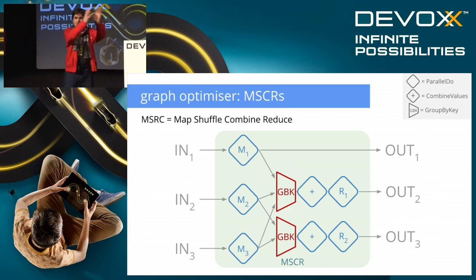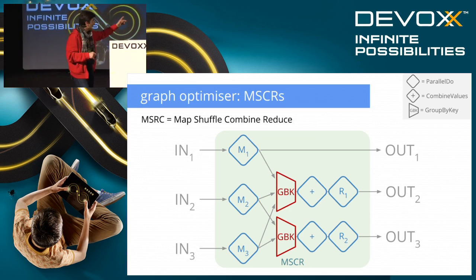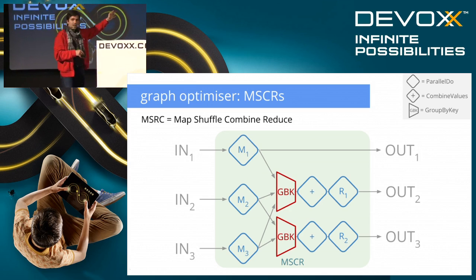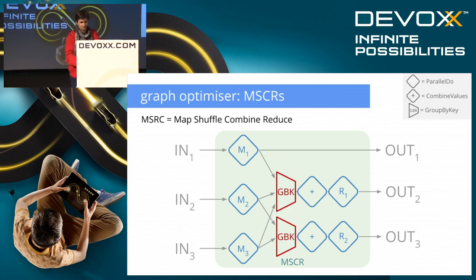Same thing. You can ship this to your shufflers. That's fine. You know where the data is coming in. You know which keys you are grouping. It works. And on the output as well, you have a combined values. You have a parallel do. Again, you can ship this to your reducers. And this node, which we will call a map shuffle combined reduce, can be executed using the slightly generalized MapReduce framework.